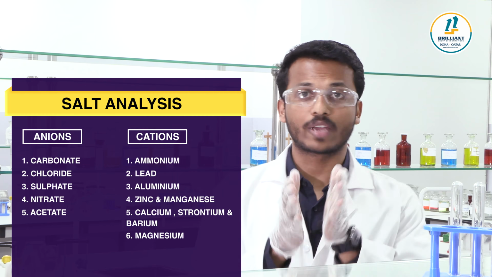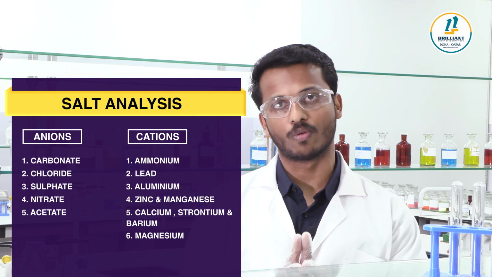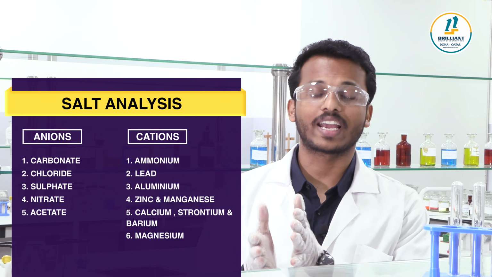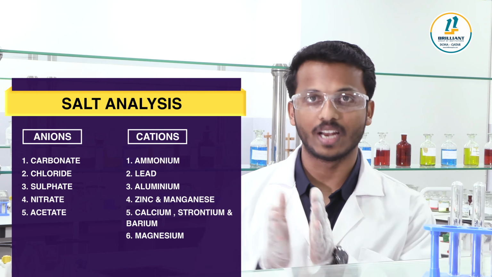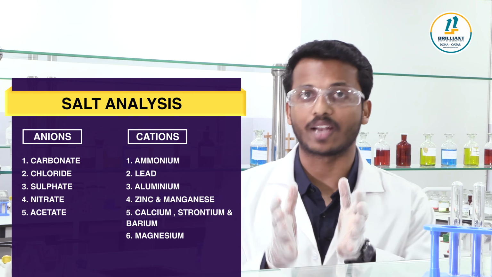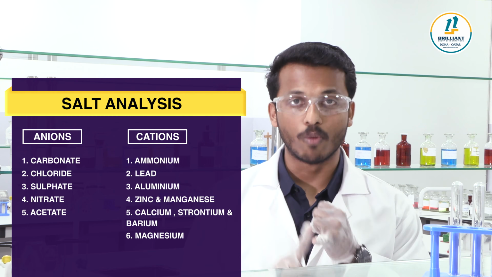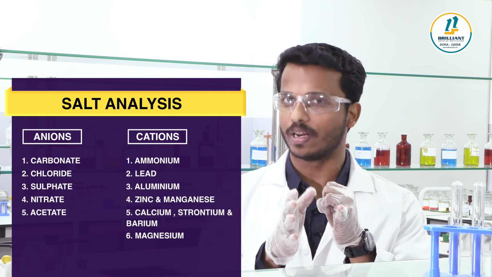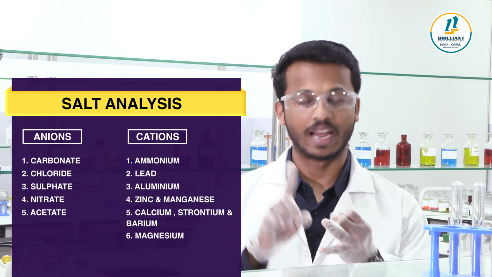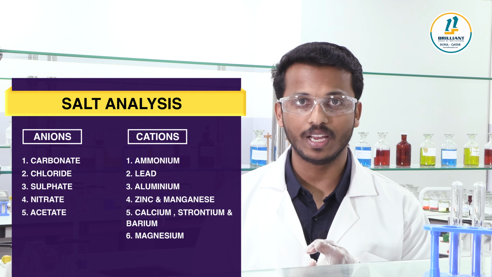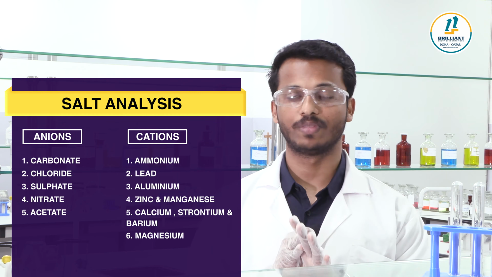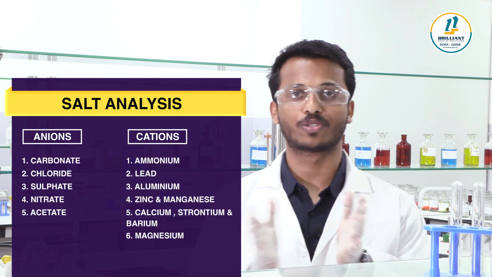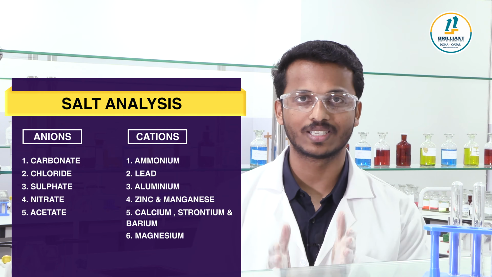And cations are grouped into zero group, first, second, third, fourth, fifth and sixth groups. Zero group contains ammonium. So we are discussing certain cations today. Zero group, ammonium. We will discuss ammonium, the preliminary test and confirmatory test. And lead. Then we have aluminium. Then barium, calcium, strontium and magnesium. These are the cations and anions we are going to do in the salt analysis today.